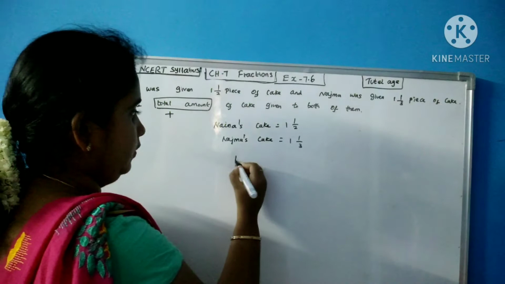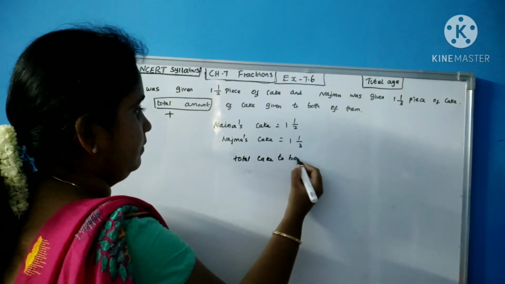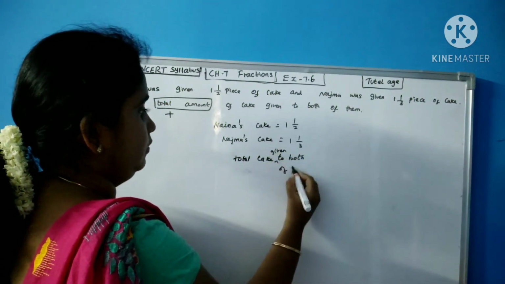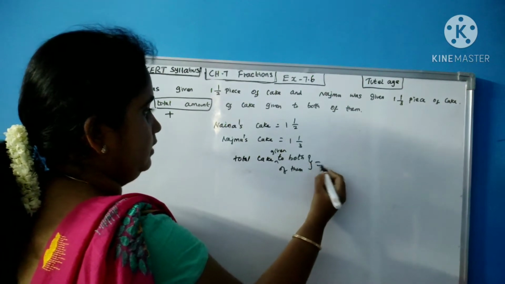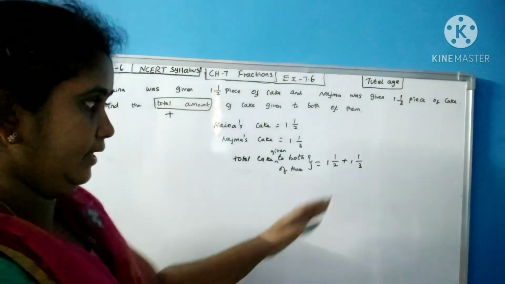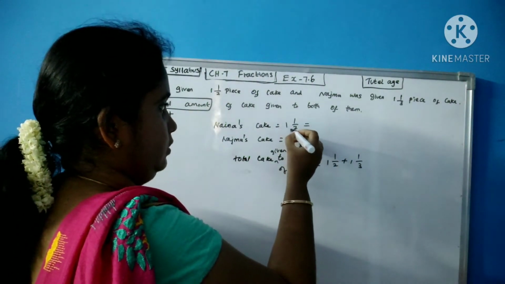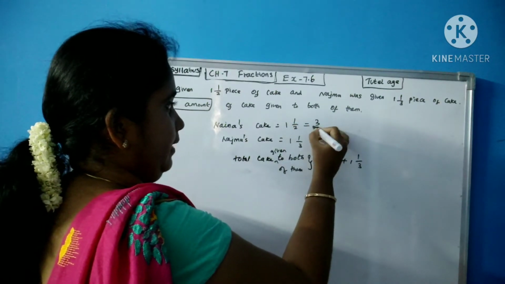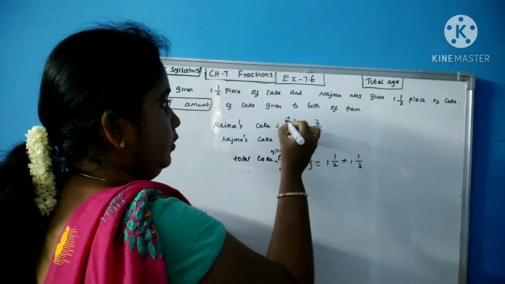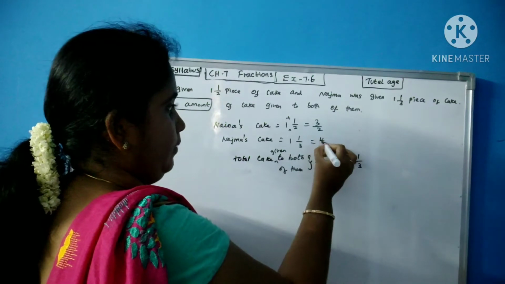So your total cake given to both of them is equal to 1.5 plus 1/3. Before writing this, you can convert the mixed fraction into an improper fraction. 2 into 1 is 2, 2 plus 1, 3, so 3/2. That is how you will do: here multiply, here plus. 1 into 3, 3 plus 1, 4/3.